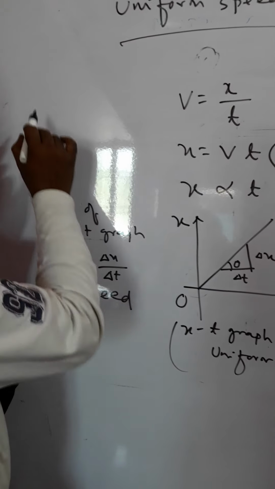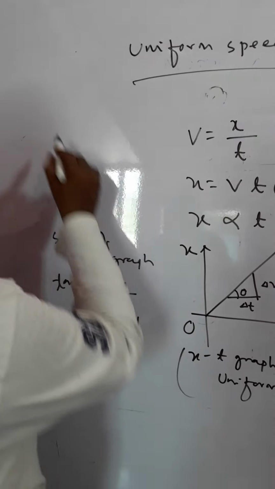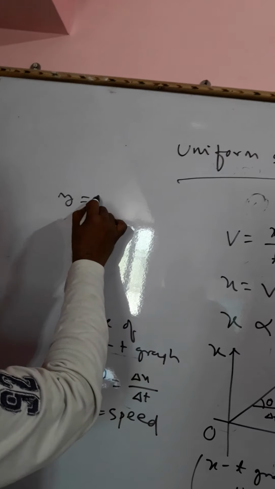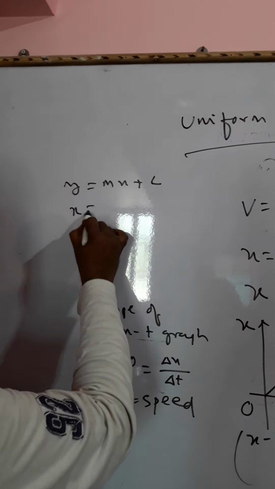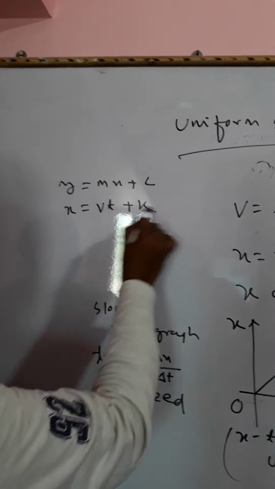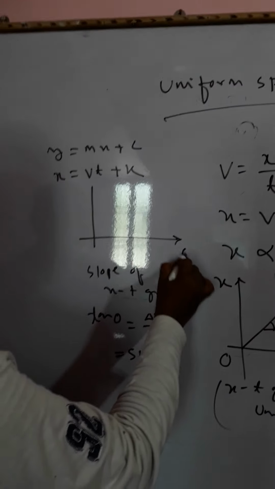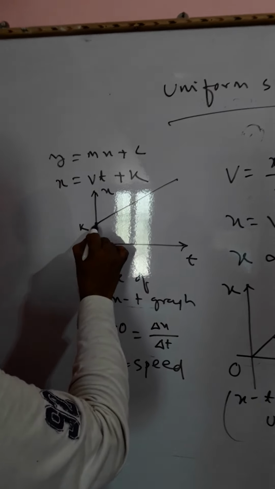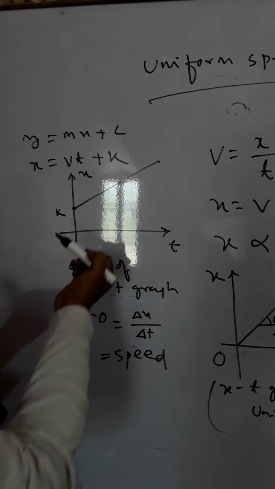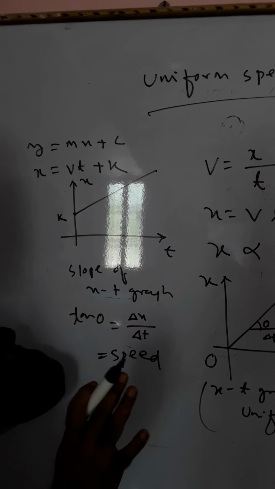Okay, if you go like y equal to mx plus c, or x equal to vt plus k, then you draw like this, t versus x. This is k, this is the constant. Go like this. So this is the position time graph for uniform speed.